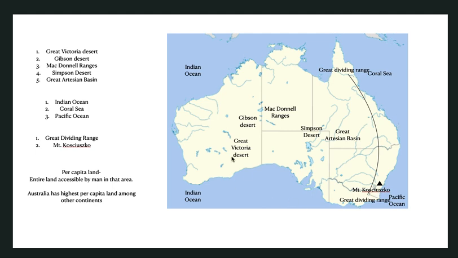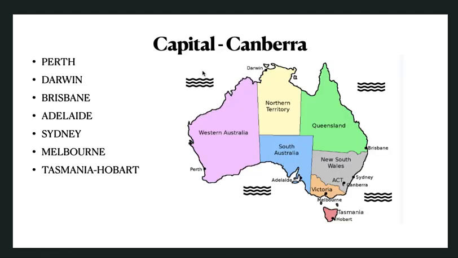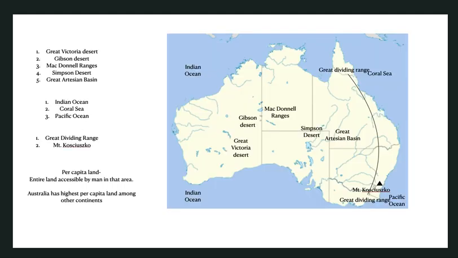So if we see the water bodies which I had shown previously, this is Indian Ocean, this is Coral Sea, and this is Pacific Ocean. Okay.